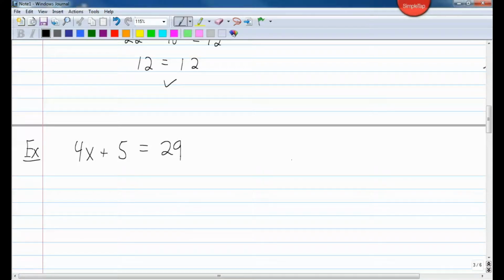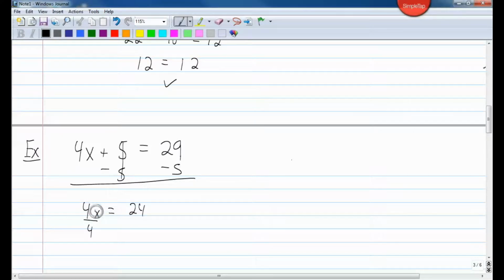Alright, so with this linear equation, I need to get the x by itself. So to get the x by itself, we need to balance this equation and get the x on one side by itself. Okay, so the way that we do that, since we have a 4x, first let's concentrate on getting 4x by itself. Since I have a plus 5, I say minus 5, minus 5. What I do to one side of the equation, I always have to do to the other. So I get 4x equals 24.